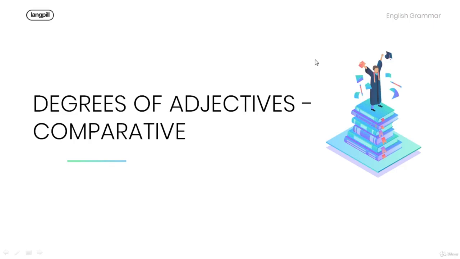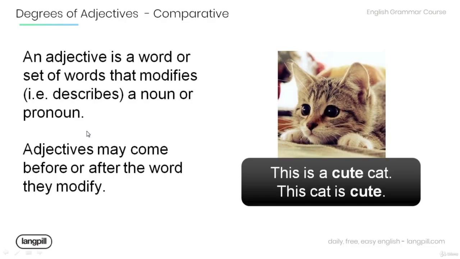Welcome to this tutorial. Today, we're going to talk about degrees of adjectives, comparatives. Let's get started. Remember that an adjective is a word or set of words that modifies, in other words, describes a noun or pronoun. Remember that adjectives may come before or after the word they modify.